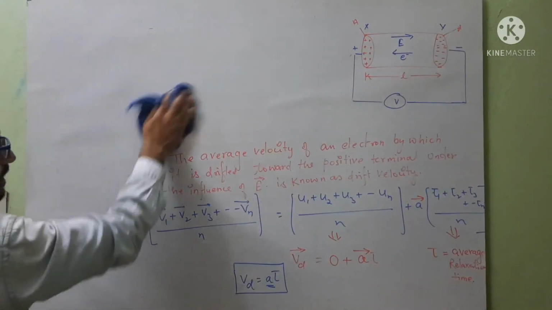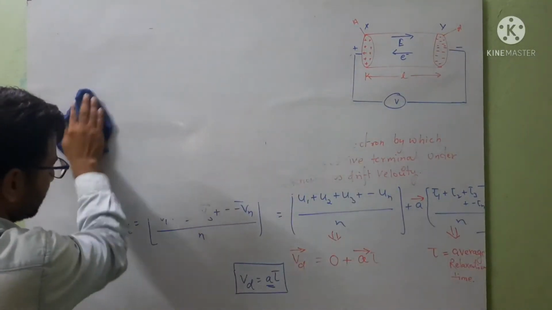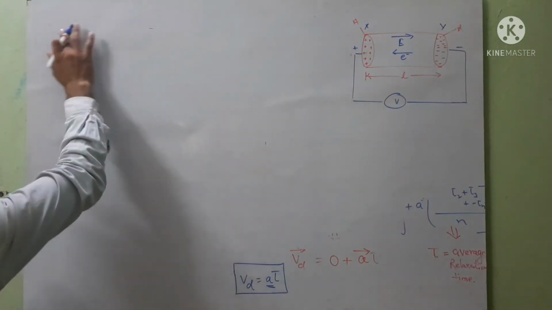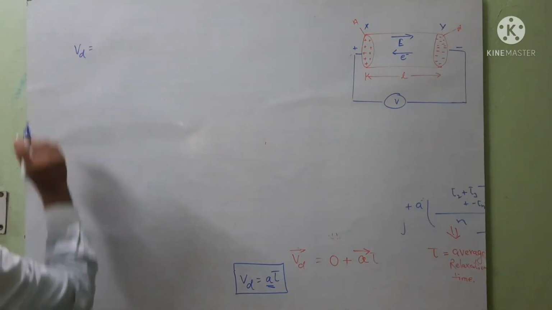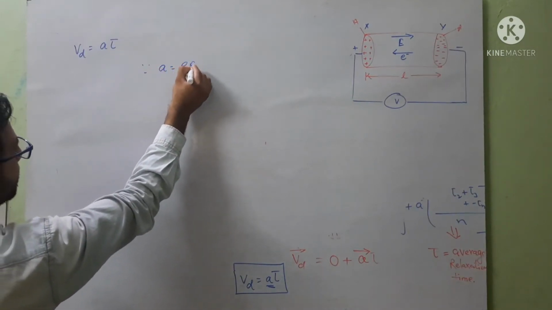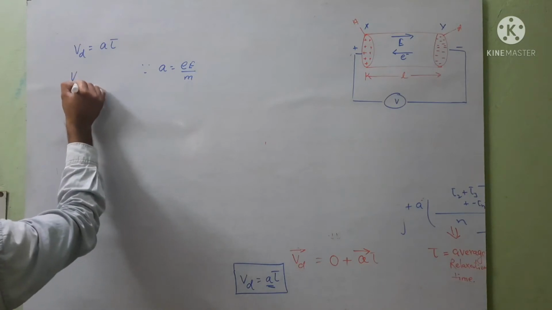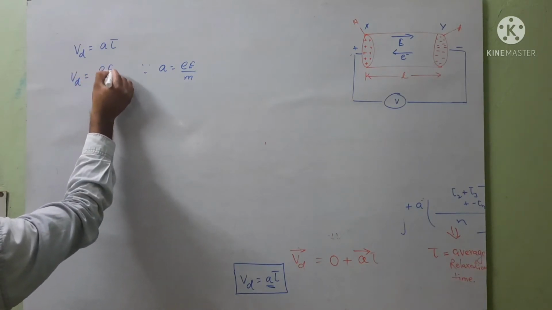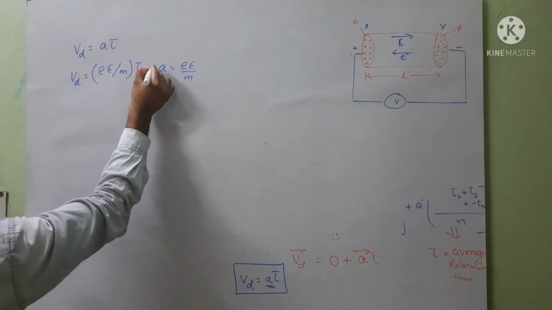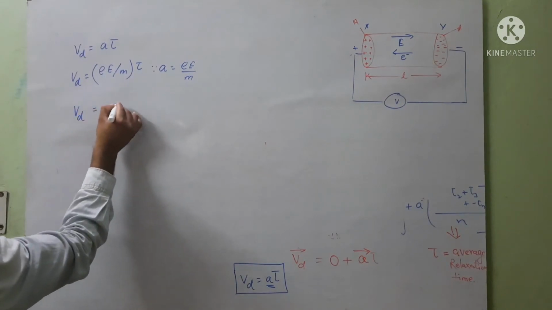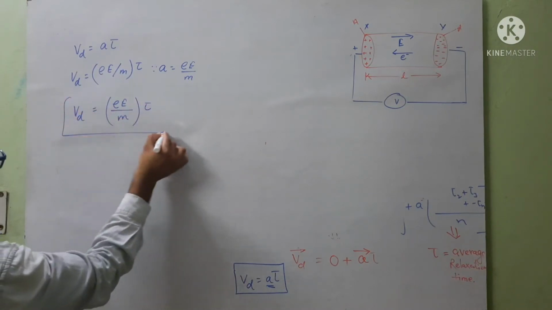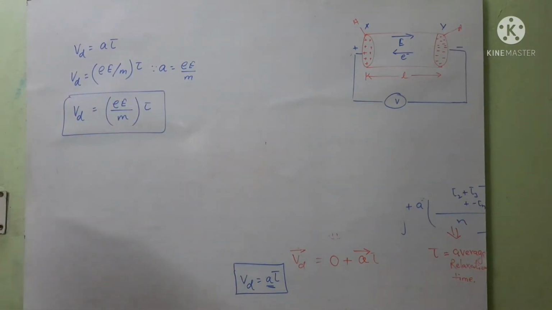Got it? So see here, now see the drift velocity Vd is equal to a tau, and we know that a is equal to E by m in magnitude form. Vd is equal to E by m of tau. So we can write Vd is equal to E upon m of tau. So this is the formula for the drift velocity of an electron.